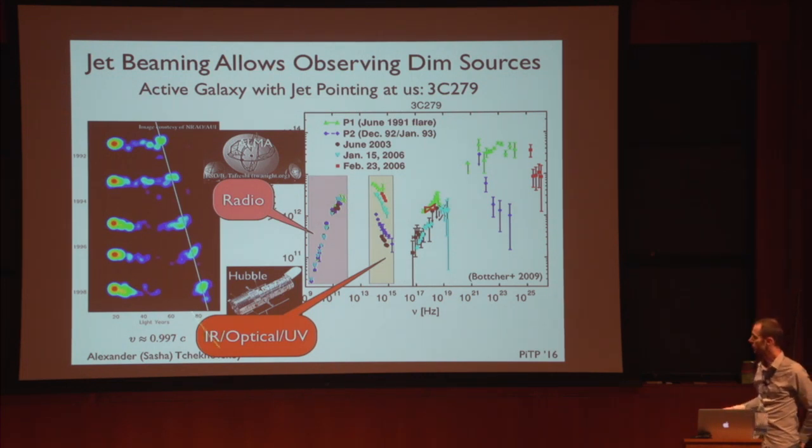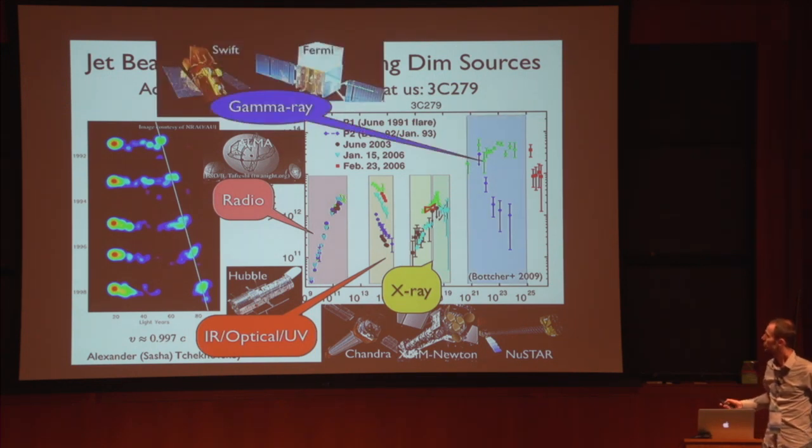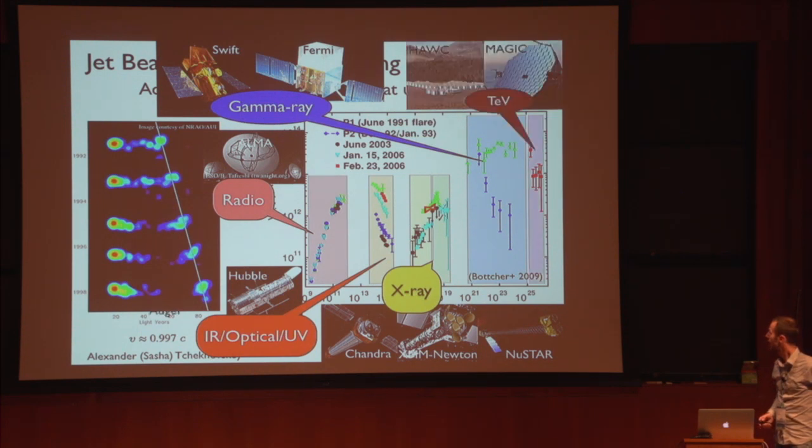In the infrared, optical, and UV, we have a lot of ground-based facilities, including space telescopes, of course. The Hubble Space Telescope is an example. In X-rays, we have a lineup of X-ray satellites, Chandra, XMM-Newton, and at higher energies, NuSTAR. When we move to gamma rays, we of course have Swift and Fermi, and the TeV gamma rays can be observed using HAWC and MAGIC telescopes as an example.